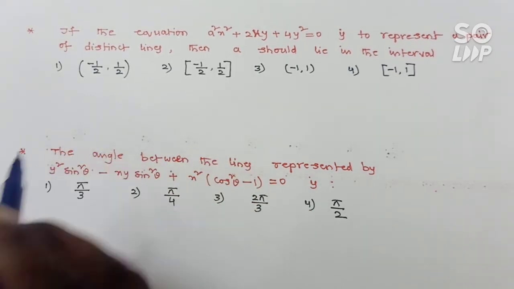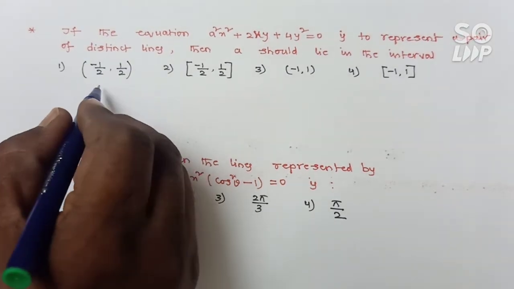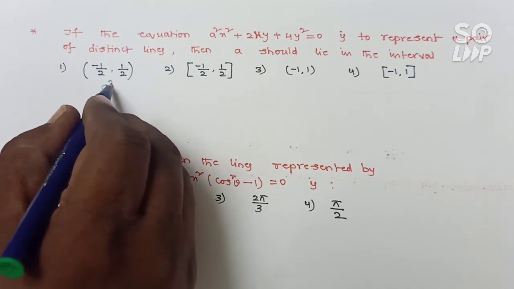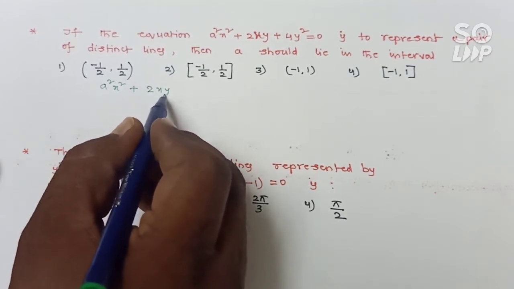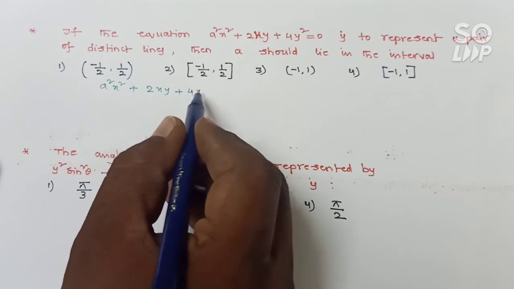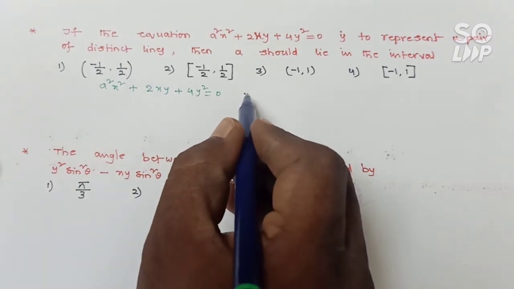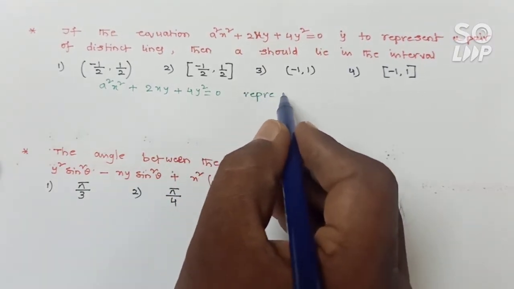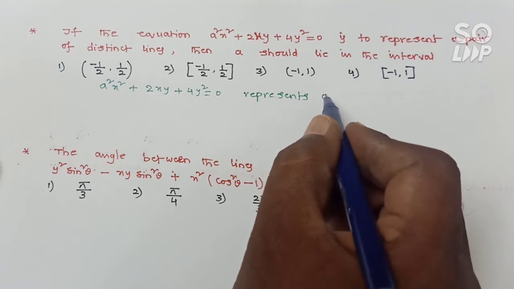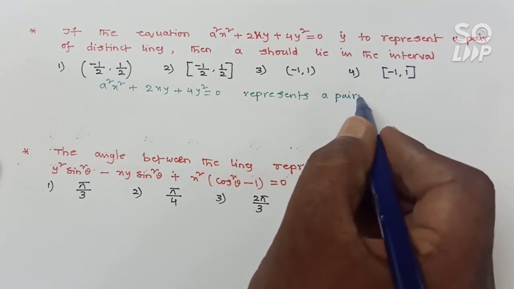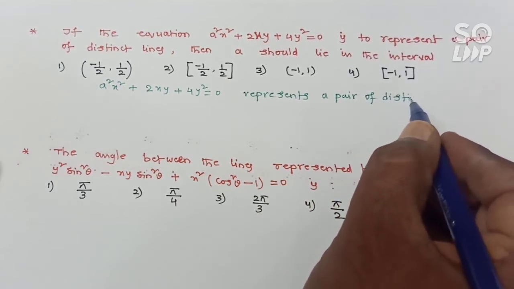Now in this equation, you see what it is. The given equation a square into x square plus 2 into xy plus 4 into y square is equal to 0 represents a pair of distinct lines.